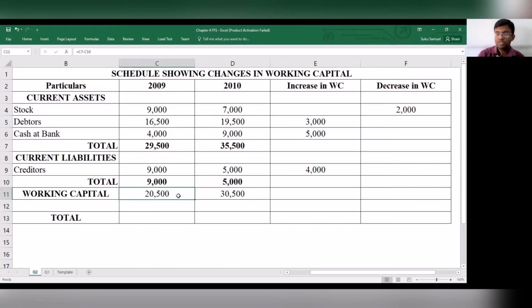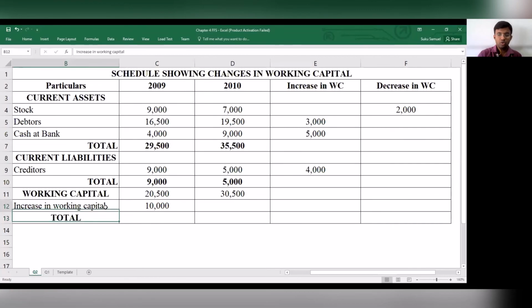Now notice between 2009 and 2010 what has happened with the working capital. In the first year, 2009, working capital was 20,500. In the second year, working capital is 30,500. So working capital has increased. That is what we are capturing over here. How much has your working capital increased by? Your working capital has increased by 10,000.